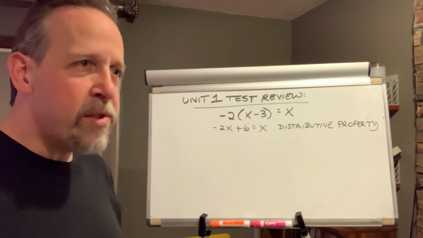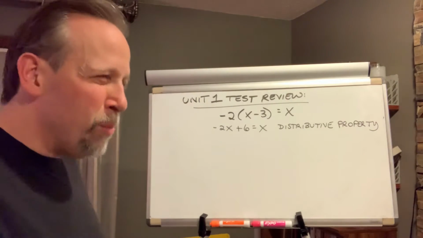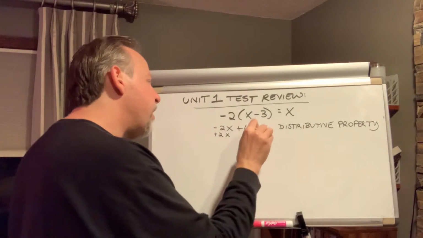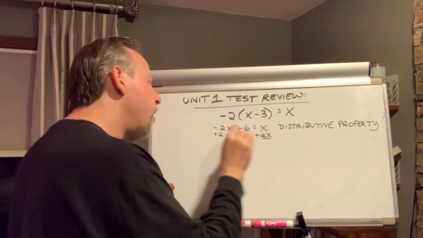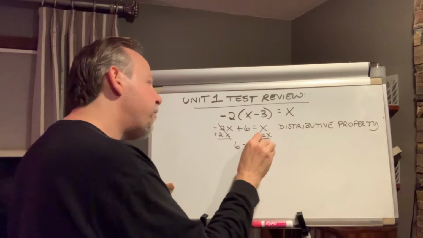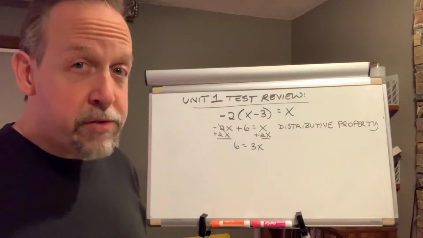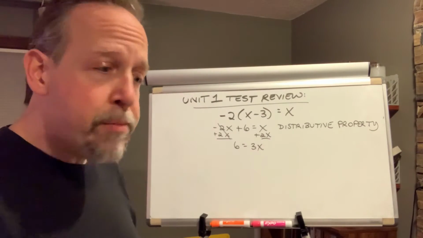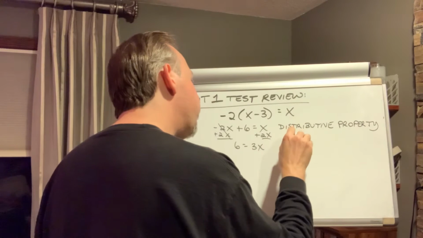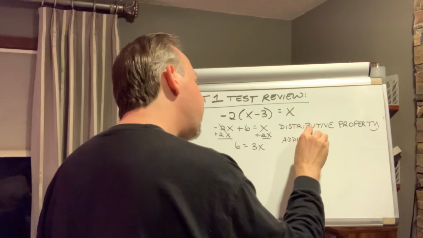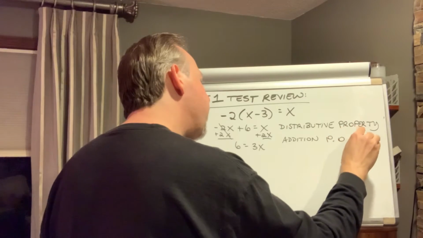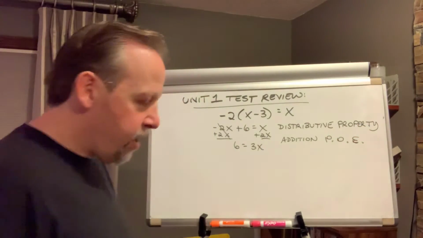I have -2x plus 6 equals x. I have an x on both sides of this equation, which I don't really want. So I'm going to add 2x to both sides. And that gives me 6 equals 3x. Because I added 2x to both sides, that's the addition property of equality. And I'm going to abbreviate property of equality as POE. It's faster.